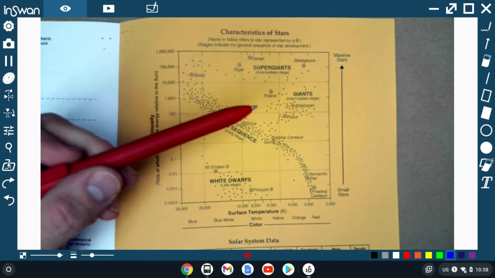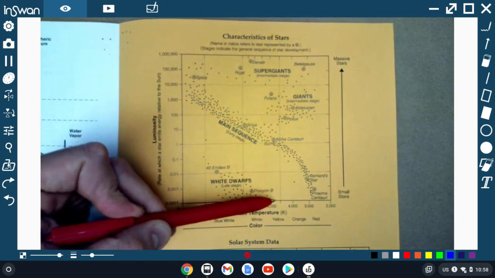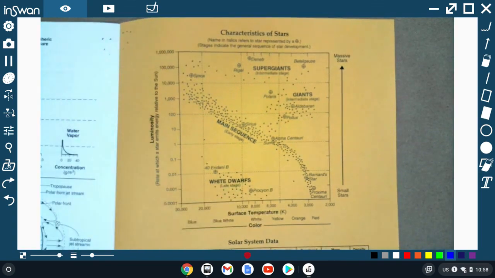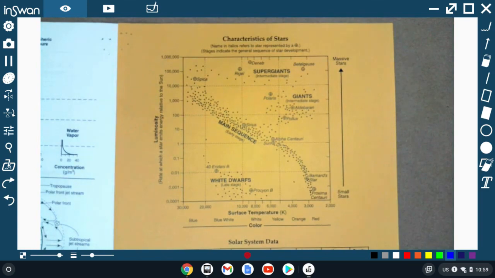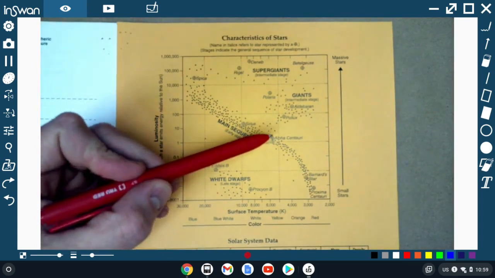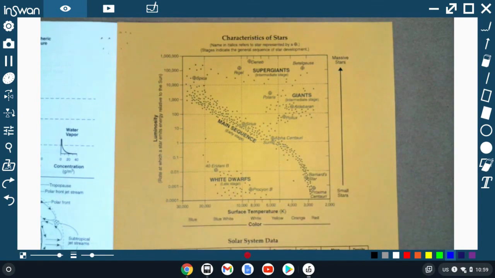So they said, all right, there's Alpha Centauri. So we can kind of come down. We can see it's around 5,500 degrees Kelvin. Now the question is, which star from the choices they gave us is closest to Alpha Centauri? So we're going to be looking left and right to see which of those options is closest.